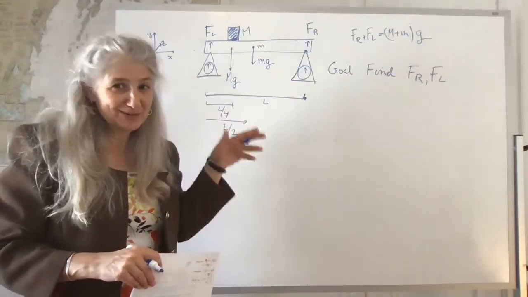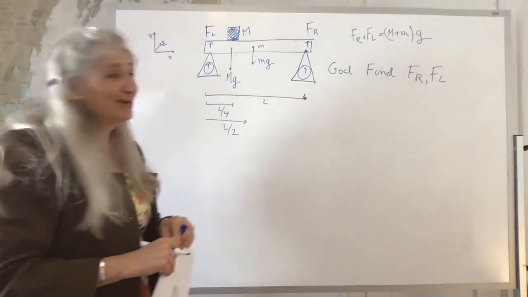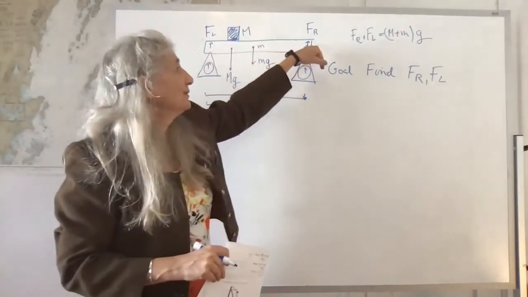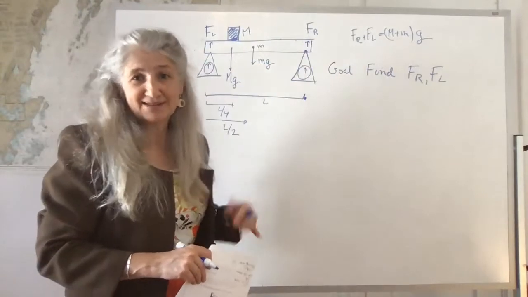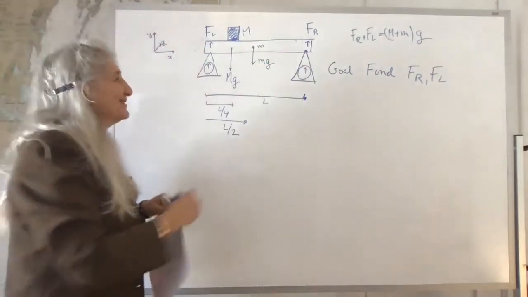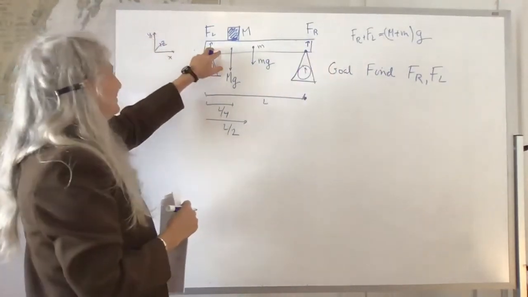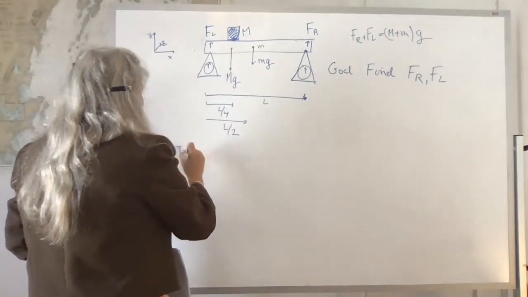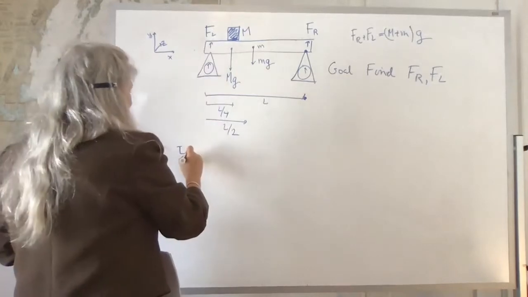When we have two equations with two unknowns, we can find both of them, so we only need one more equation. We could compute the torque here or there on the board. It doesn't really matter because we can relate them. I'm going to compute the torque around this position, the torque computed around the left-hand side.